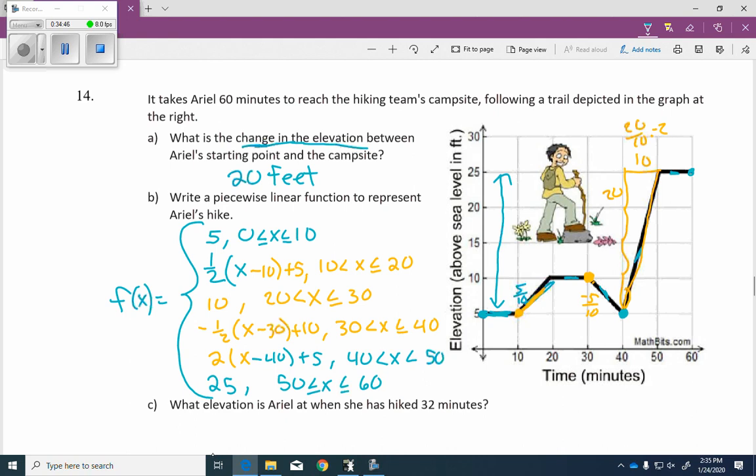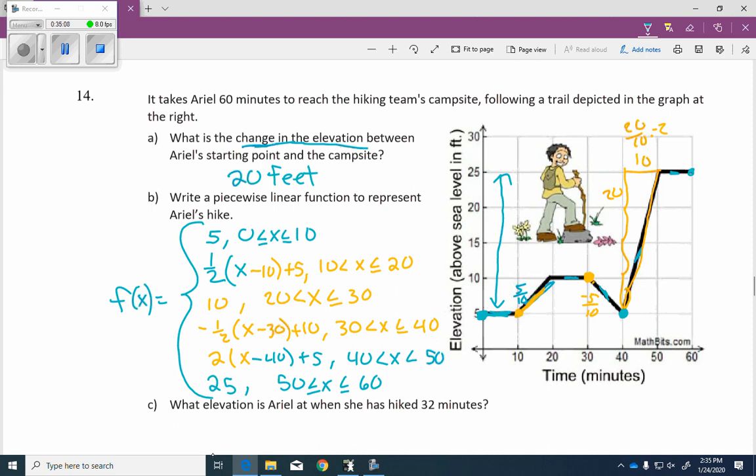So I included my starting point because I was there, so I feel like it's a closed circle. So that's why I made it equal at 0. And then remember, if it equals in one piece, it can't equal in the other. So you have to be careful. One has to be less than or equal to, while the following line segment I made it less than.